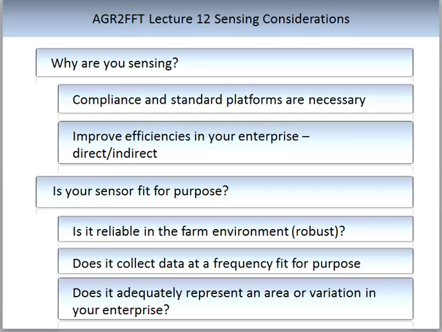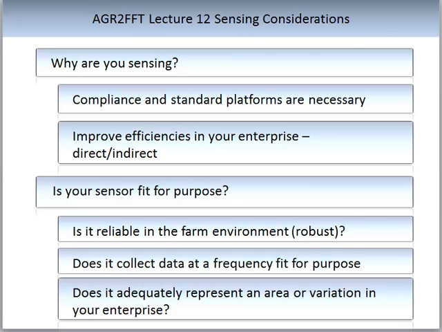The following 2 slides list some considerations that you should think about if you wish to put a sensing system on your agricultural enterprise. The first thing to think about is, why are you sensing? What are your objectives? Is it for compliance and standard platforms? If so, this will direct many aspects of the sensing system. Or are you sensing to improve efficiencies in your enterprise? Does this mean that your sensor will measure the improved efficiencies directly or indirectly? These are important pieces of information to describe and understand.